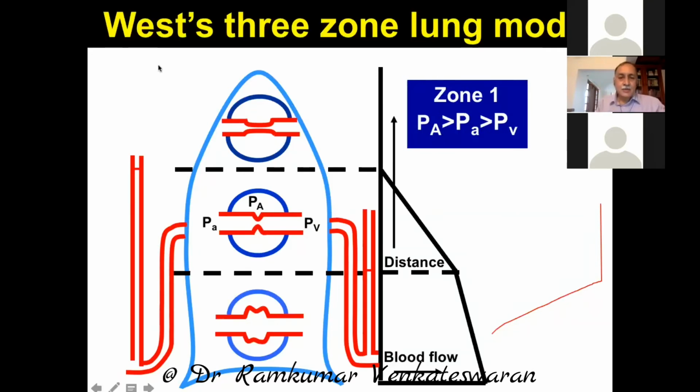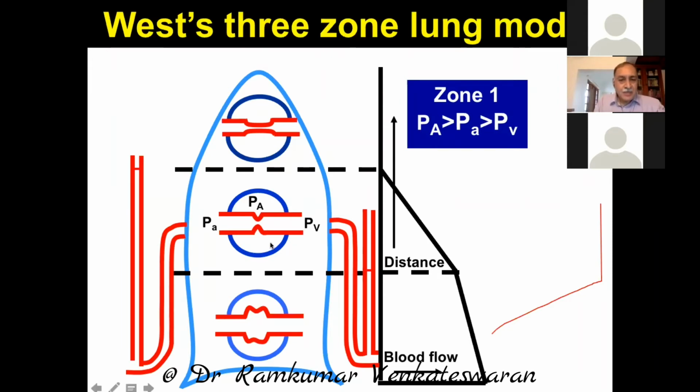So zone one, which is above the first dotted line, is a zone where the alveolar pressure is higher than the pulmonary arterial pressure, which in turn is higher than the pulmonary venous pressure. And the blood flow through this zone is determined by the interplay between the pulmonary arterial pressure and the alveolar pressure. Whichever is higher will determine how much blood flow occurs through this particular zone.